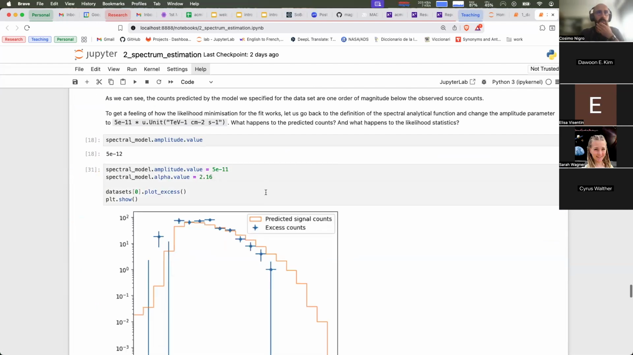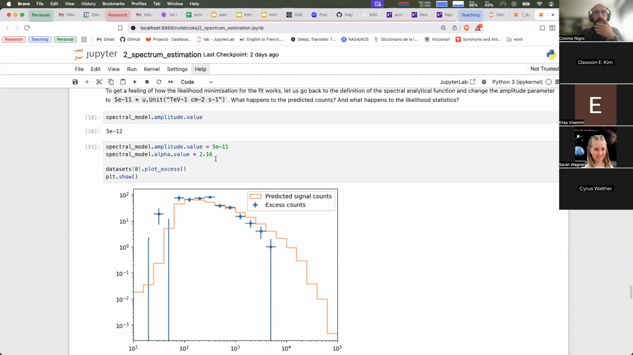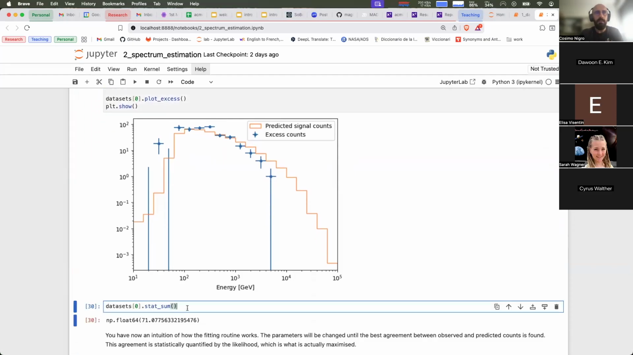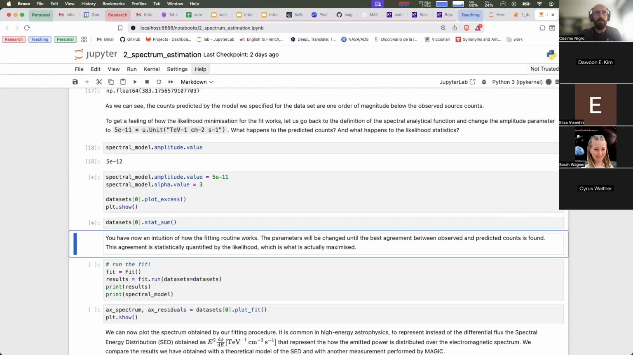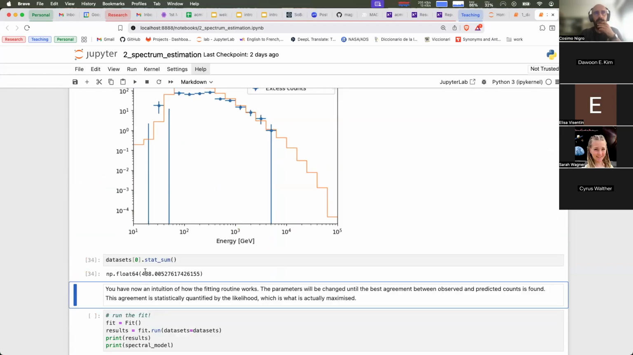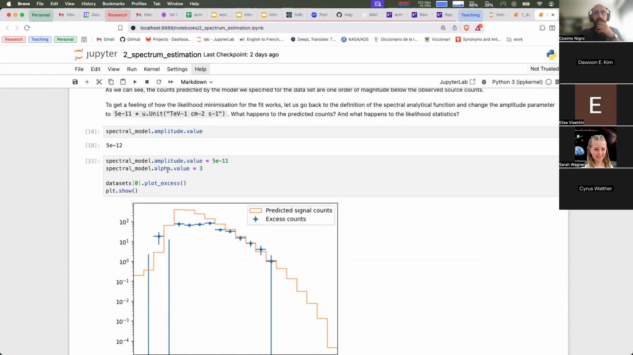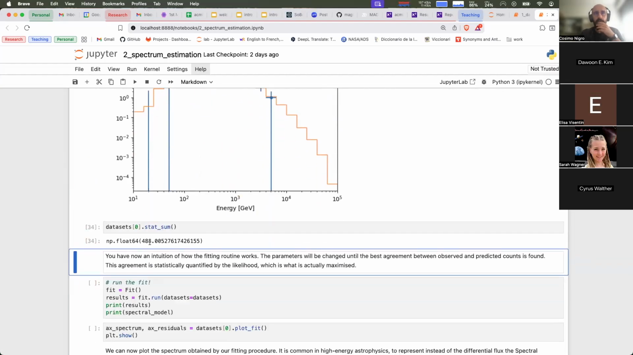So these are values pretty close to the optimal values. And the statistic is 30, and if I start to mess around with them, if I start to change them, the statistic will worsen. You see, just changing the index from 2.16 to 3 really worsened my likelihood. Is this clear?